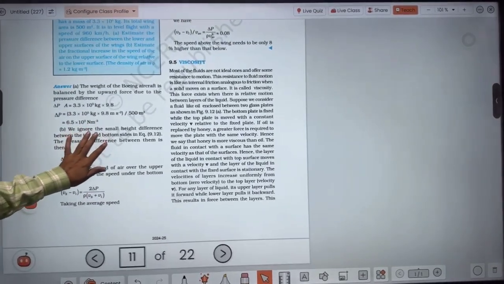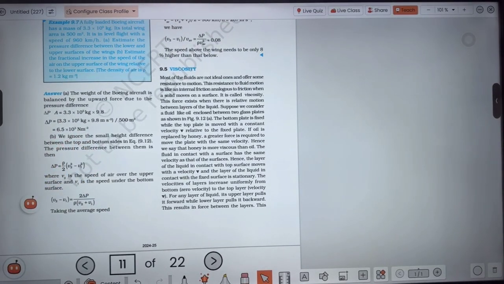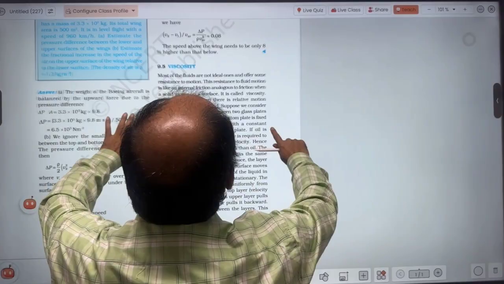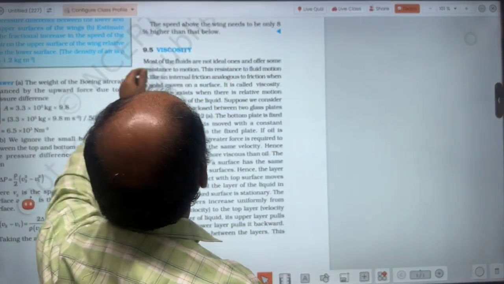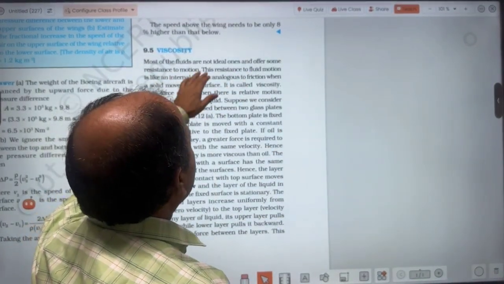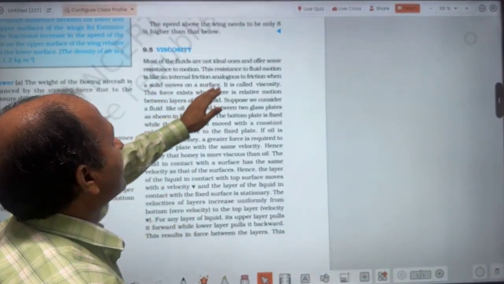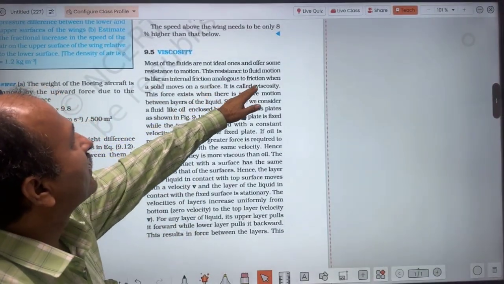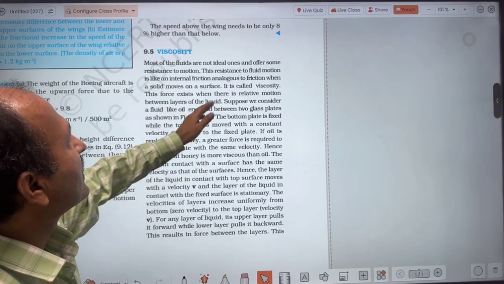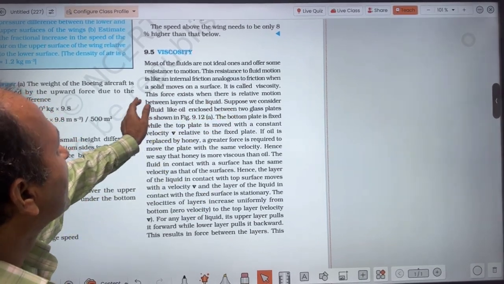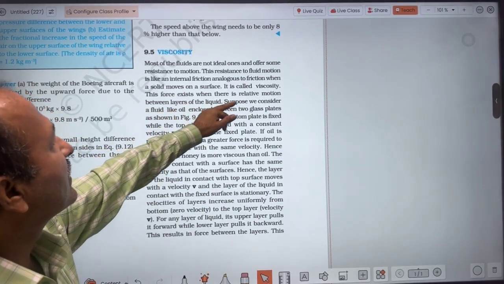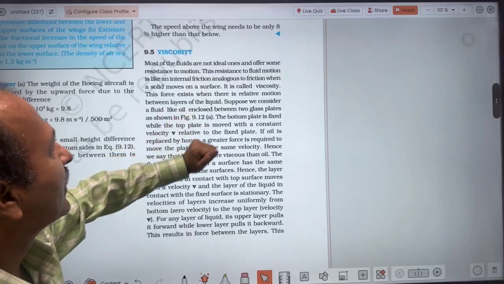Further, next point is viscosity. Viscosity means thickness of liquid. So most fluids are not ideal ones and offer some resistance to motion. This resistance to fluid motion is like an internal friction, analogous to friction when a solid moves on a surface. It is called viscosity. This force exists when there is a relative motion between layers of the liquid.